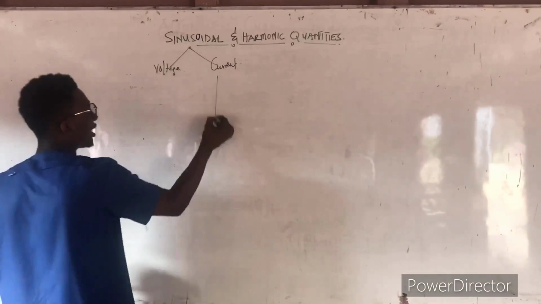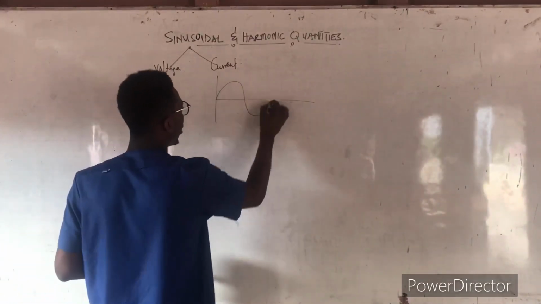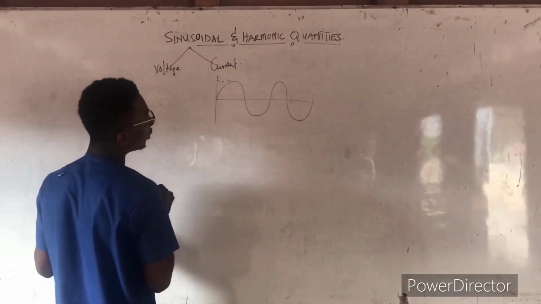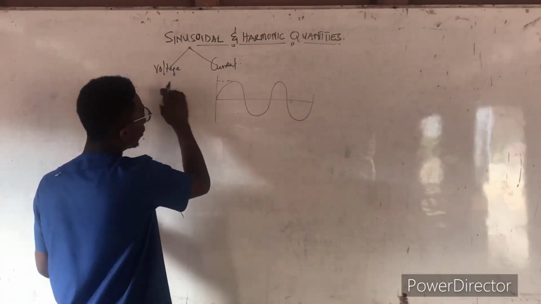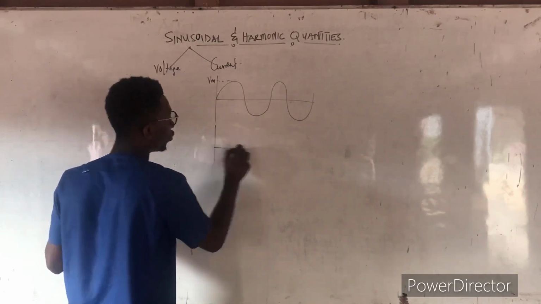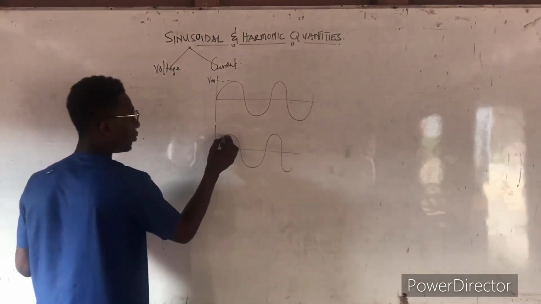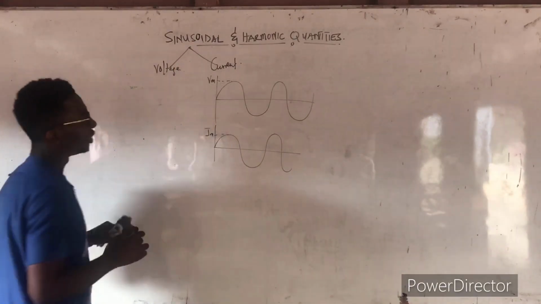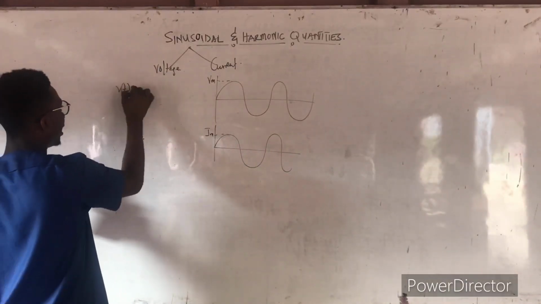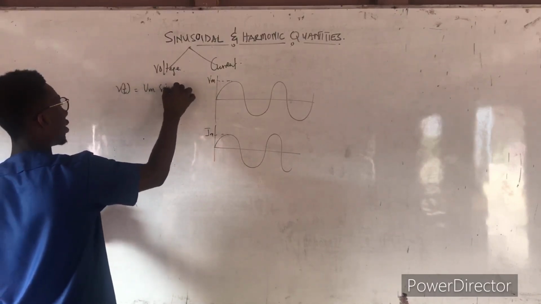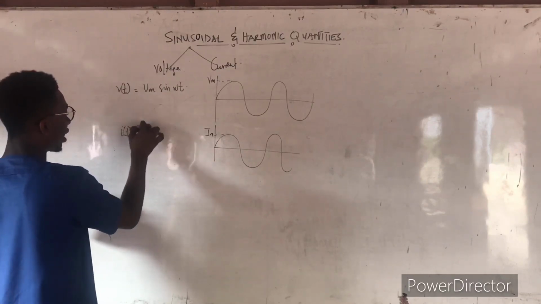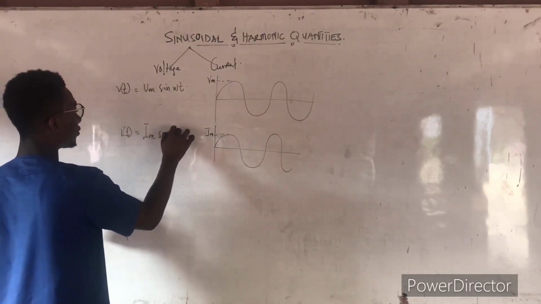So now, when you have our sine waveform, this is our sinusoidal waveform, we obviously have a peak voltage. When it's voltage, we represent it by Vm, and when it's current, we represent it by Im. So this is the voltage. The equation of the quantity is Vm sine omega t, or for the current, Im sine omega t.